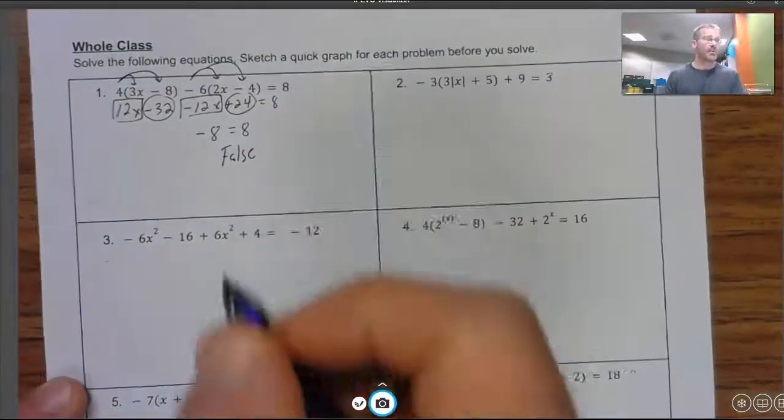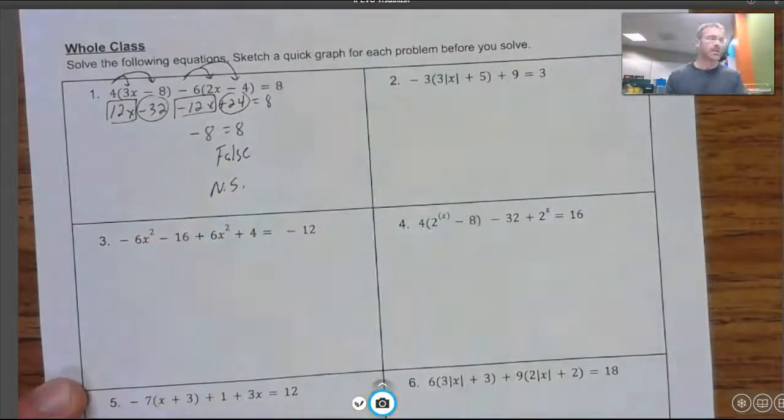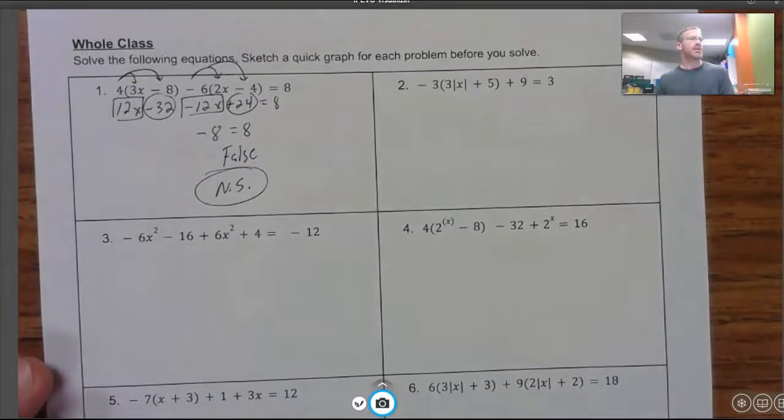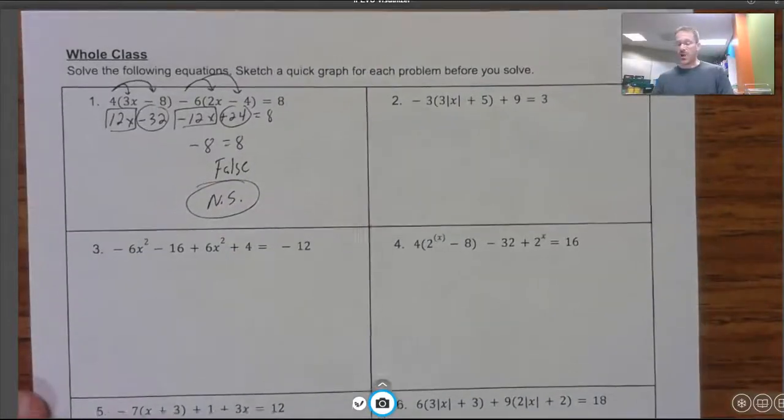Now, if it's false, what does that mean? It means there is no solution, right? And so you actually need to make sure you write the interpretation there. And then we're done. Okay, moving on to problem 2.